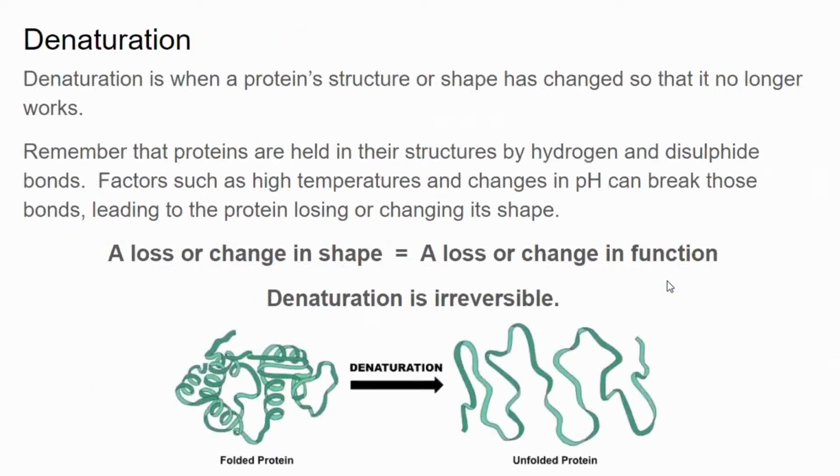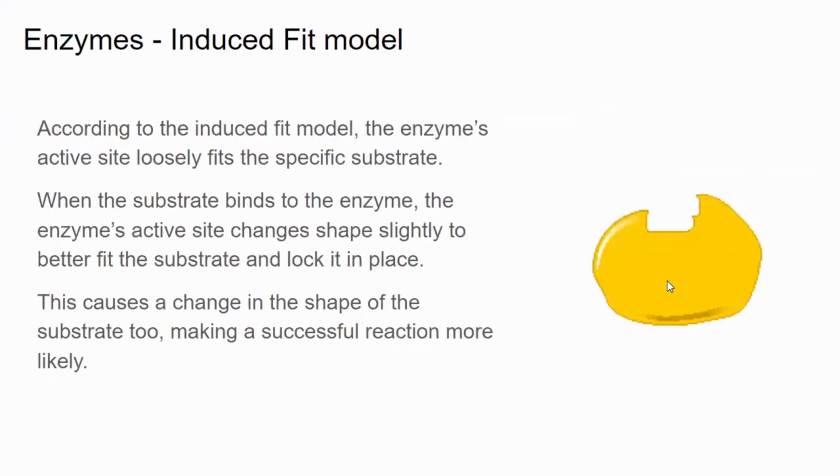Hopefully my little animation will work again. Oh, it won't. But we see the substrate come in, it binds to our active site. It's not a perfect match, but what we see is that the enzyme's active site then folds or changes shape around our substrate to match it exactly, puts the substrate's structure under a little bit of tension, which makes a successful reaction occurring more likely.